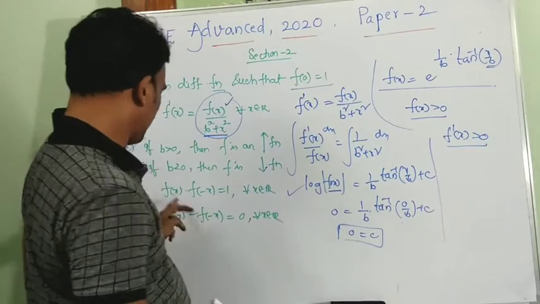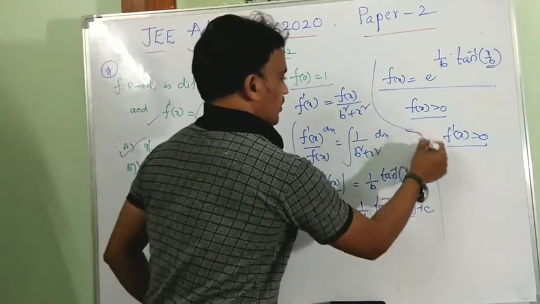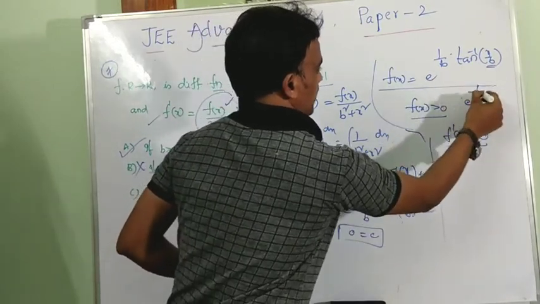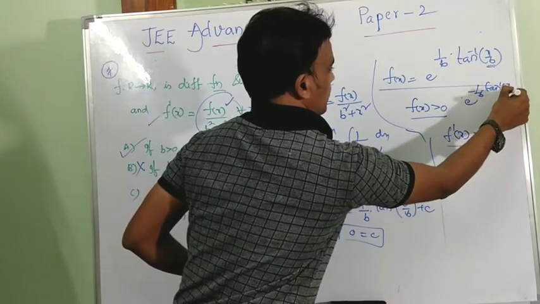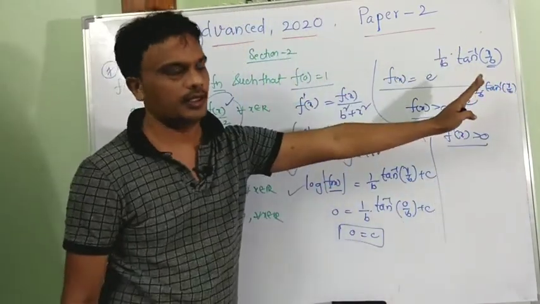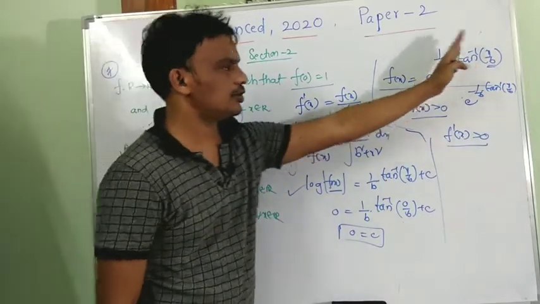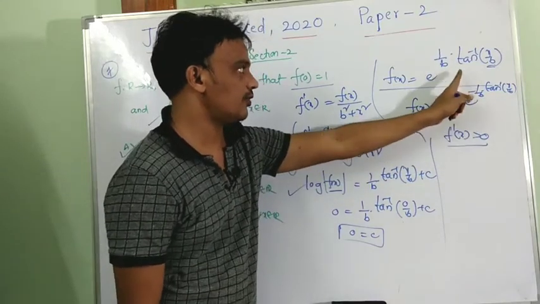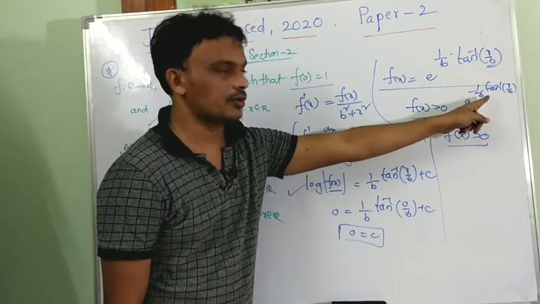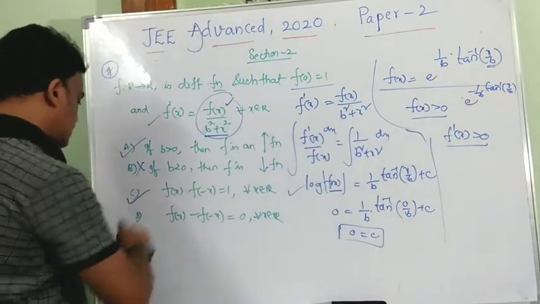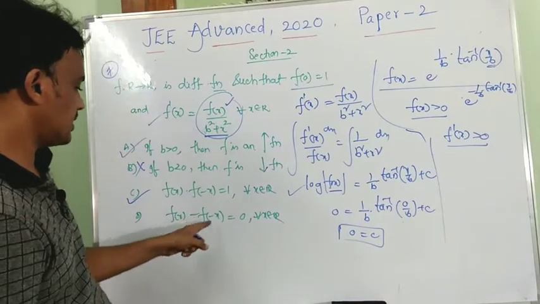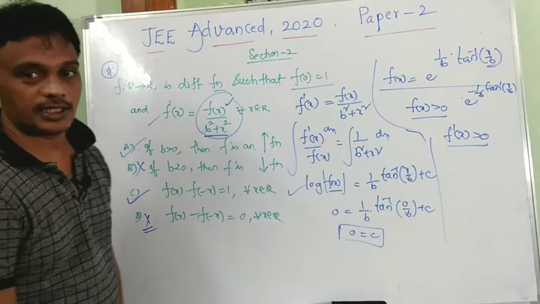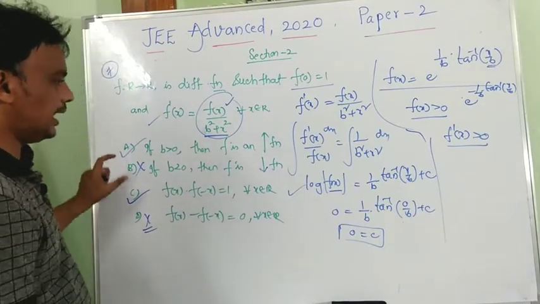Coming to the third one, f of x into f of minus x is 1. So what is f of minus x? It will be e power minus 1 by b of tan inverse of x by b, the negative. So multiplying f of x into f of minus x, both are added in the powers, so e power 0, which is 1. So the third one is also correct. The fourth one, f of x minus f of minus x, we cannot get 0. So from section 2 multi-correct answer questions, this answer is A and C.